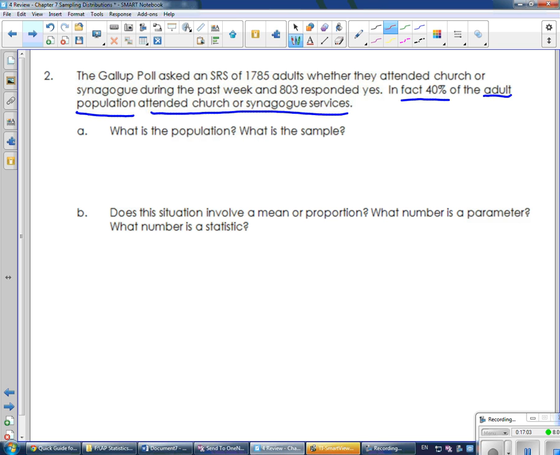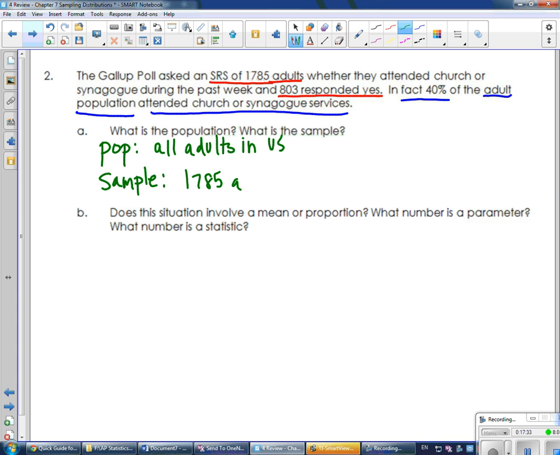In red, I can see that we're looking at a simple random sample of 1,785 adults, and 803 of them responded yes. So my population in this case is going to be all adults. And we can assume that this means like in the US. My sample then would be the 1,785 adults selected.